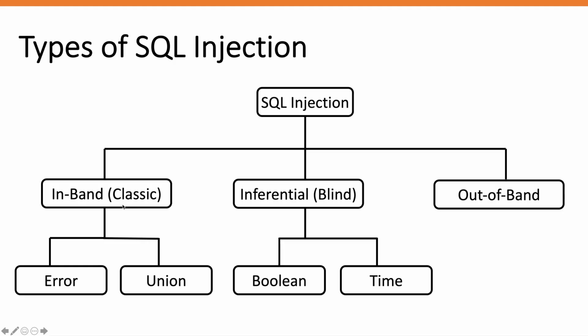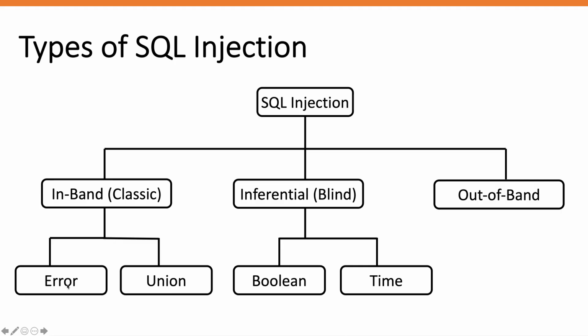Now, in-band, also known as classic SQL injection vulnerabilities, are ones where the attacker uses the same communication channel to both launch the attack and gather the results of the attack. If that doesn't make much sense to you, that's okay, don't worry. I actually have a couple of slides explaining each type in detail. Right now, I'm simply giving you a high-level overview of what each type is. In-band, or classic SQL injection, is divided into two types: error-based SQL injection and union-based SQL injection.